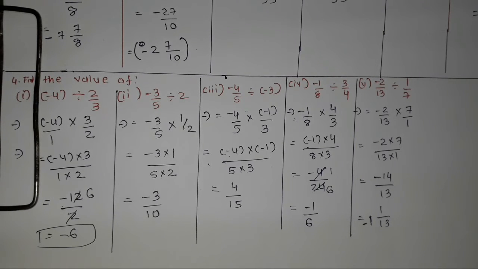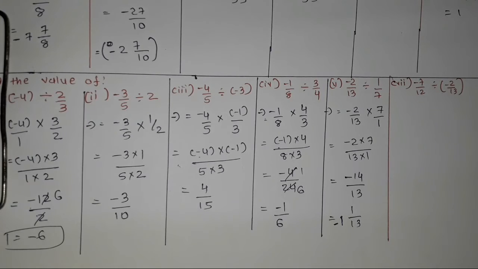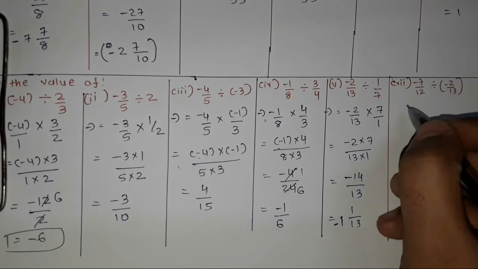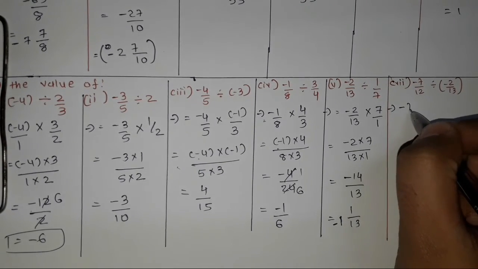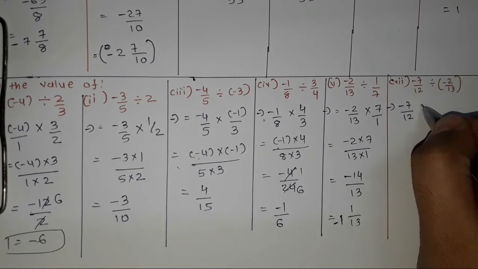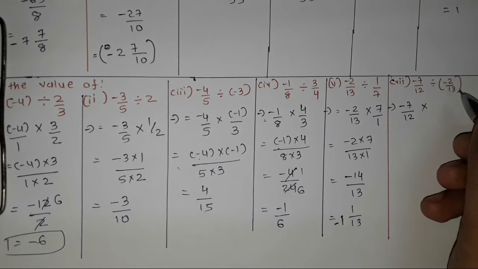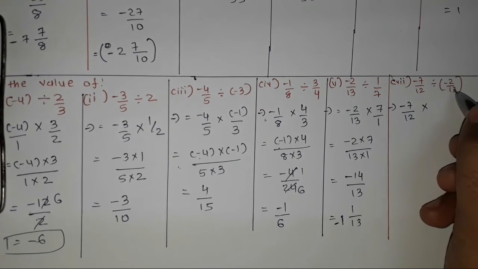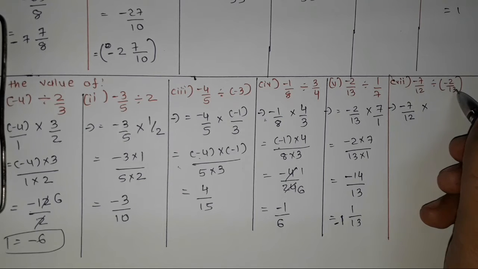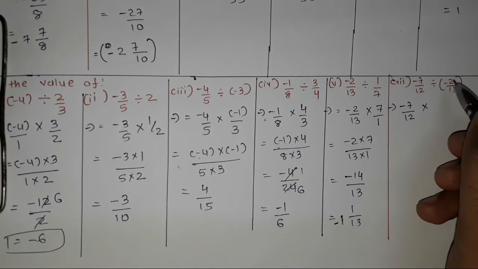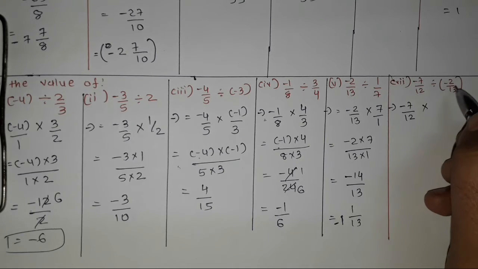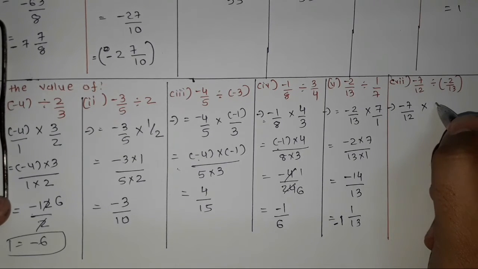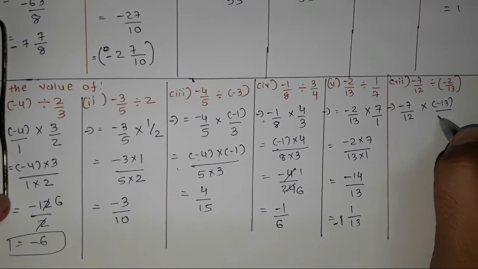Similarly, moving to the next one, minus 7 upon 12 divided by minus 2 upon 13. So for that, minus 7 upon 12, and here I will put a multiplication sign, and we will take the reciprocal. Here the numerator is negative, so the value of denominator will become the value of numerator, and the value of numerator will become the value of denominator. So we will take the reciprocal of this one, and here we can write this as minus 13 upon 2.